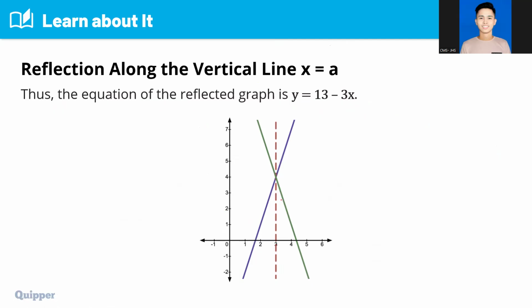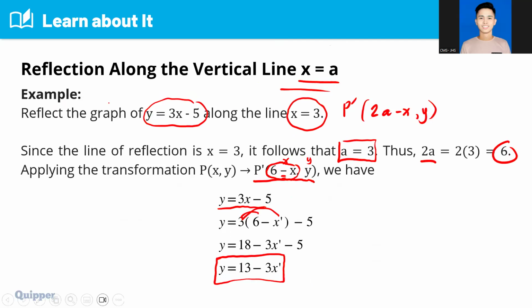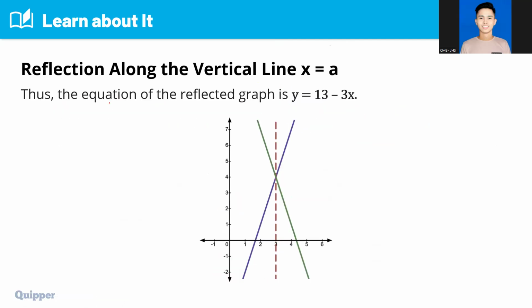Clear? So, the purple one is the graph of the original equation, y equals 3x minus 5. After reflecting it along the vertical line x equals 3, given a while ago, the green graph here is now the graph of the new equation, y equals 13 minus 3x. As you can see, the purple graph is reflected along the vertical line. So there's mirroring along the vertical line.